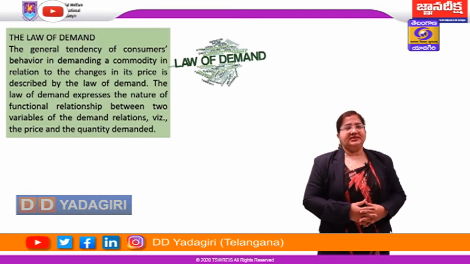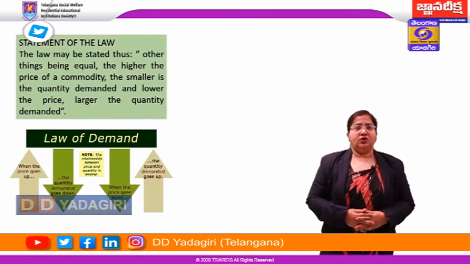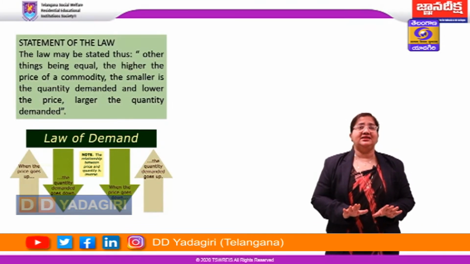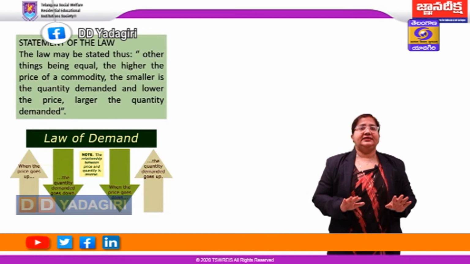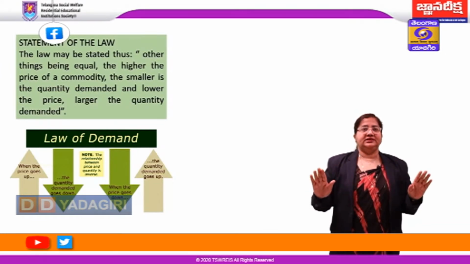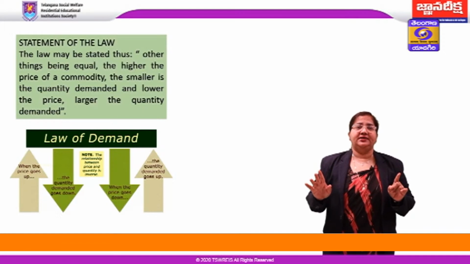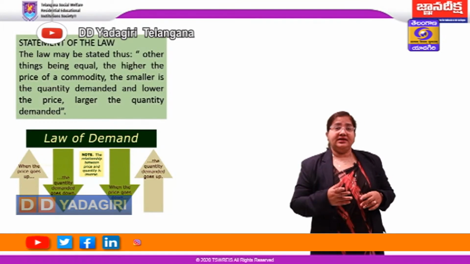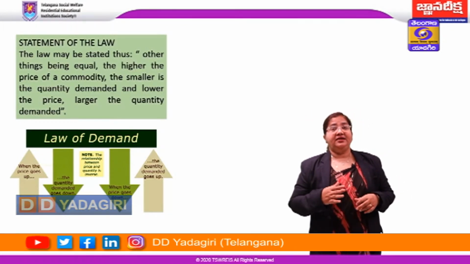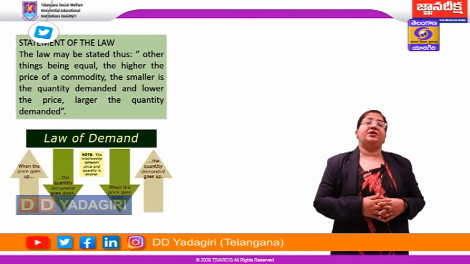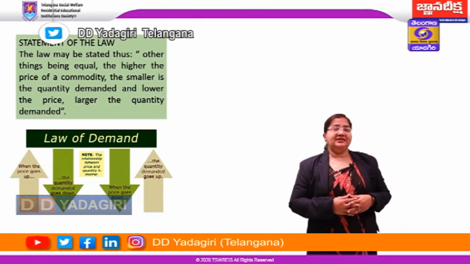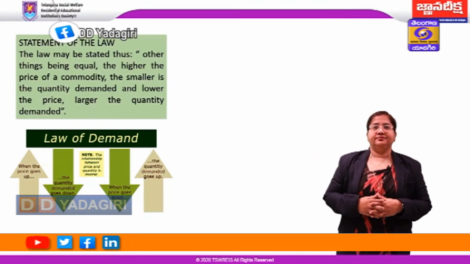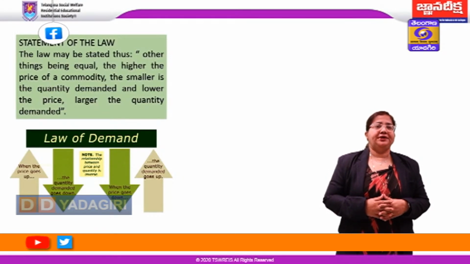Now we'll see the statement of the law. The law may be stated that, other things being equal. What do we mean by other things being equal? It means all other determinants should remain constant except price and quantity demanded. The higher the price of a commodity, the smaller is the quantity demanded, and the lower the price, the larger the quantity demanded. This is the statement of the law. If you see the market demand schedule and market demand curve, that imaginary data we have plotted here.